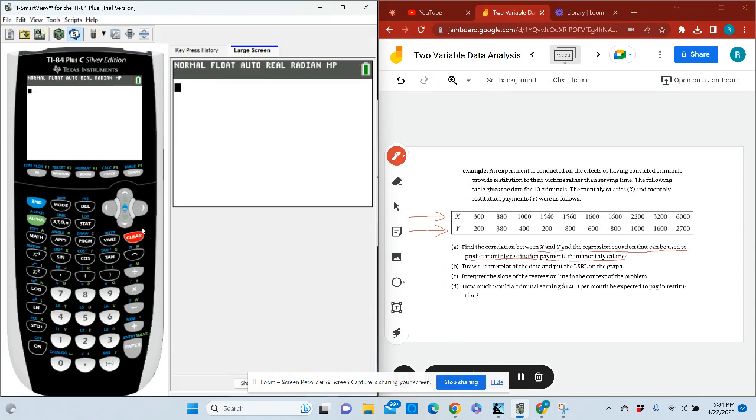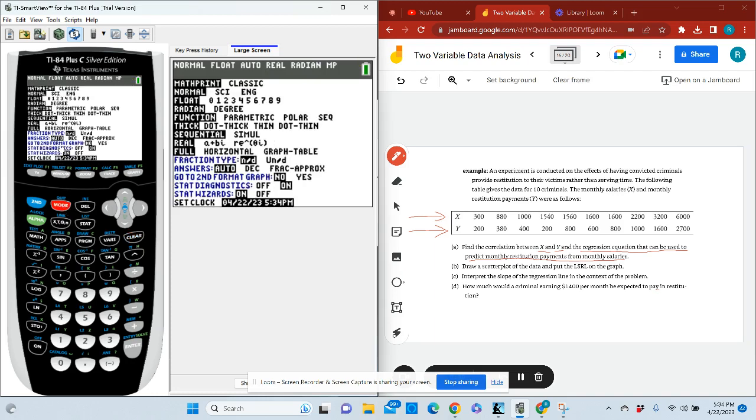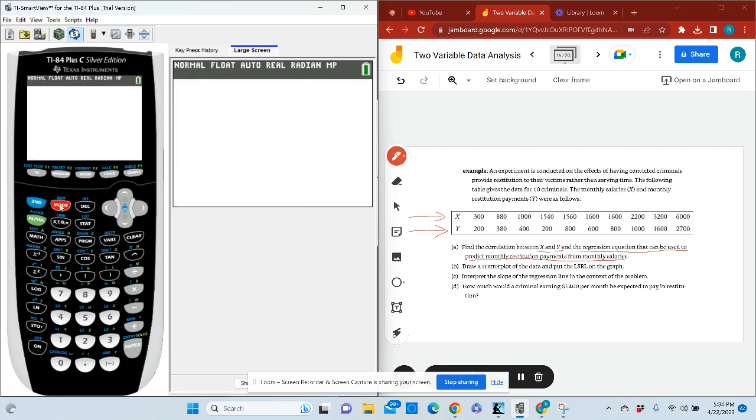Beautiful. If I want to run a regression equation and calculate correlation, the first thing you have to do is make sure your stat diagnostics are on. I'm going to try and make sure I turn all those on for you the day of the test. When I bring the calculators over, I'll make sure these are all turned on, so you really don't have to worry about that. What you do have to worry about first is entering the data into your lists.